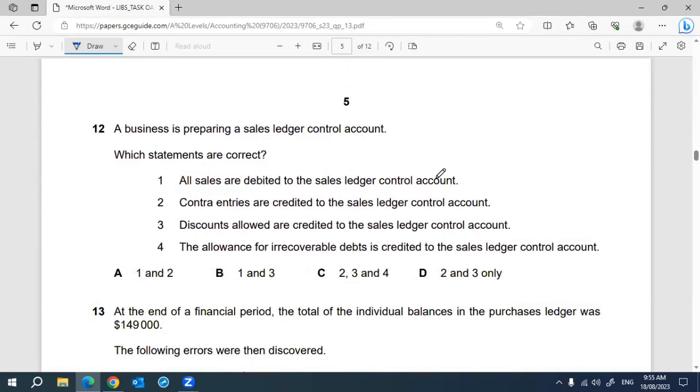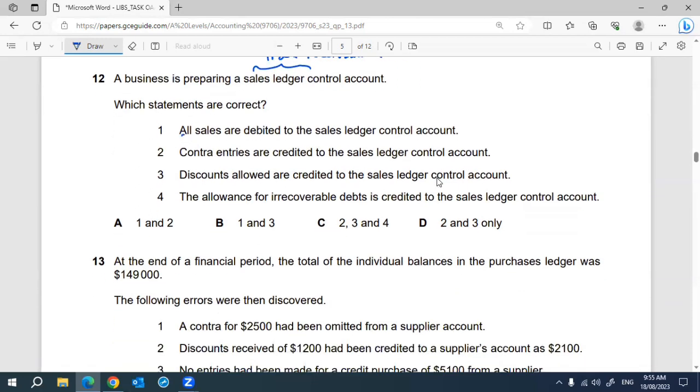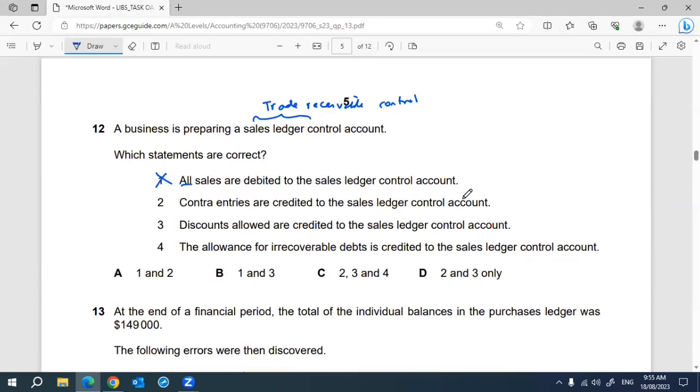A business is preparing a sales ledger control account. Which statements are correct? Okay, all sales are debited to the sales ledger control account. Now, sales ledger control account is another name for trade receivable control. And trade receivables are created when credit sales happen. But here it mentioned all sales. So this is not correct, because all sales could mean we are including cash sales as well. Cash sales has got nothing to do with the sales ledger control account.